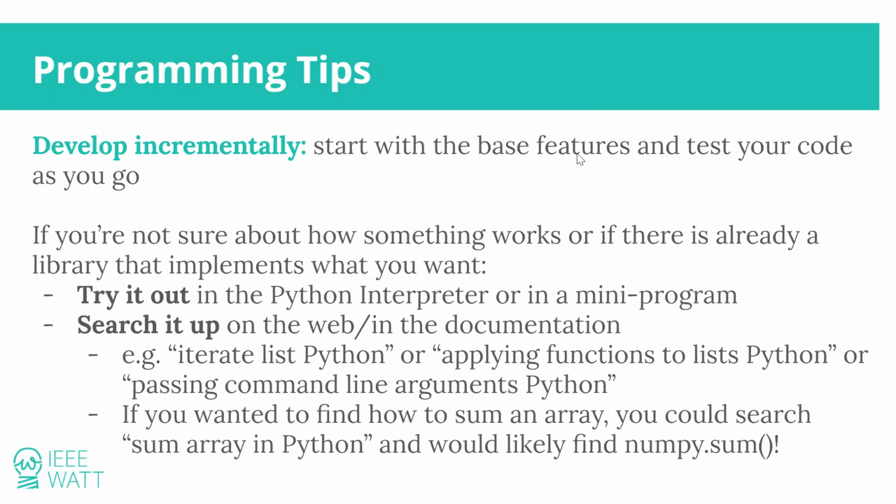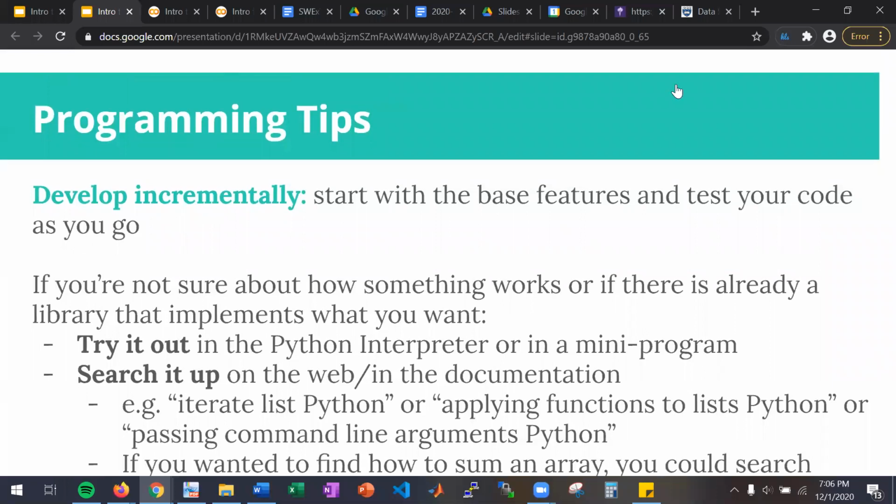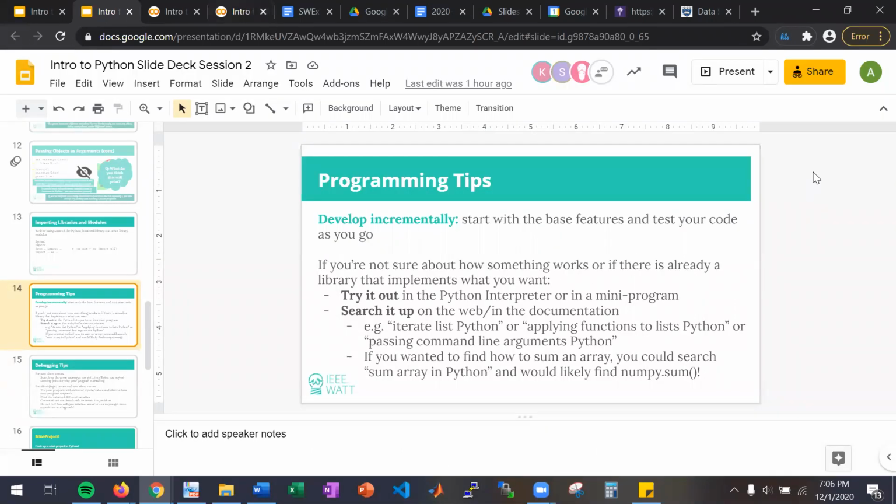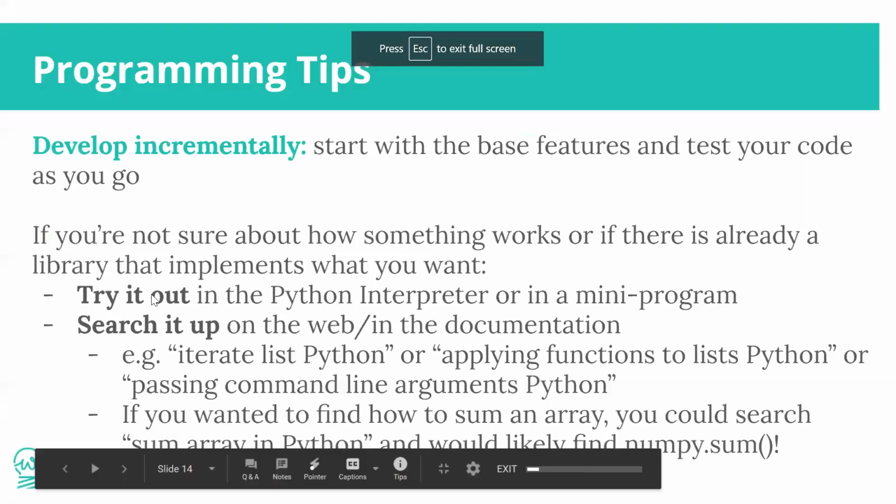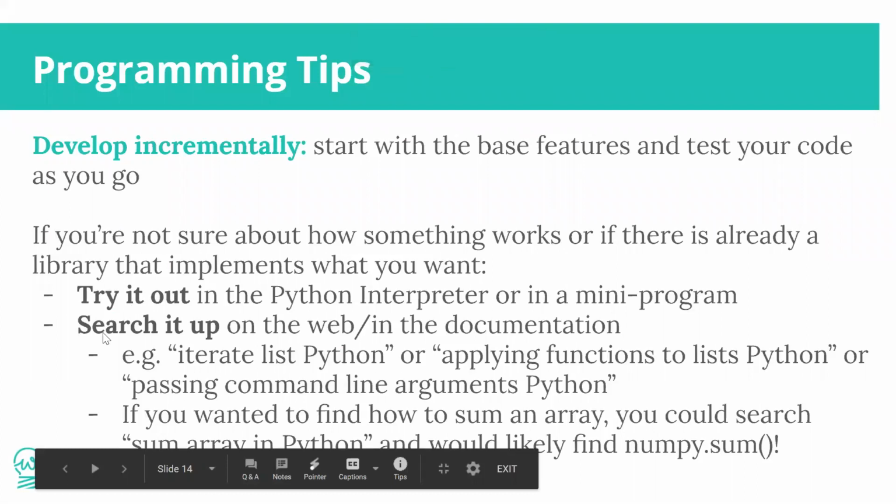And then if you're not sure about how something works or if there's a library that already implements it, you can try it out in the Python interpreter or in a mini program or in Google Colab, just anywhere. And that's kind of what I did when some of you asked questions. With the enumerate, no one asked questions about that, but I was like, let me try running what the type of enumerate was just because I was curious. So you can always try out things if you're not sure, and you can also search it up.